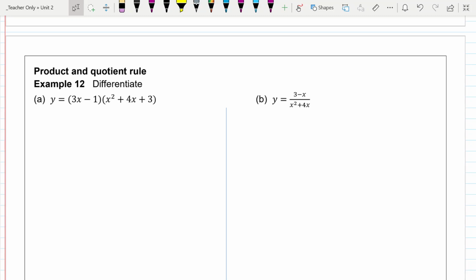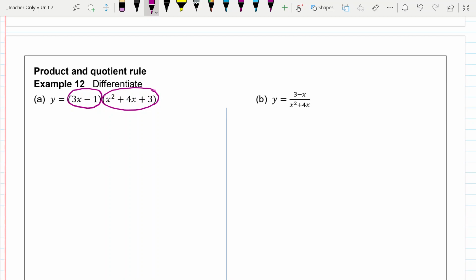Okay. Product means multiplication. So if I am multiplying two functions that have both got x's in them, you will notice I'm multiplying 3x take 1 by x squared plus 4x plus 3. Now, I could have expanded this and then done normal derivatives like we learned before, and that's fine, but what about if this thing was to the power of 5 or 6? Okay, it can get really complicated there.